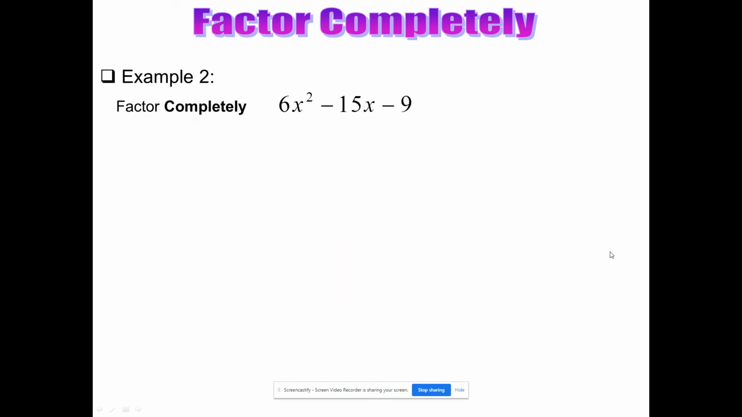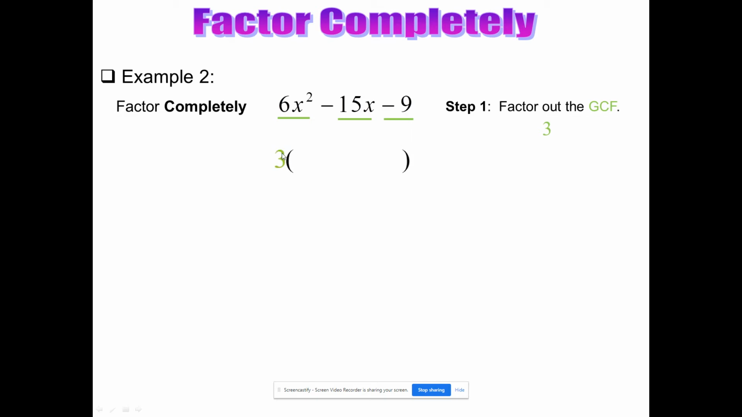Okay, let's look at another one. So factor completely. So I'm going to test for a GCF. We have x squared and x, no x, so there's no x's we can factor out. We have a 6, a 15, and a 9, and I think 3 goes into each of those. Okay, so factoring out the GCF, I think the GCF is 3, and it is. So we're going to factor out a 3.